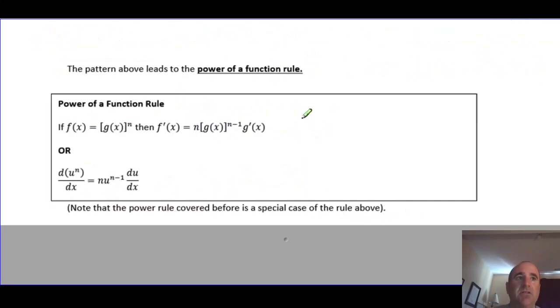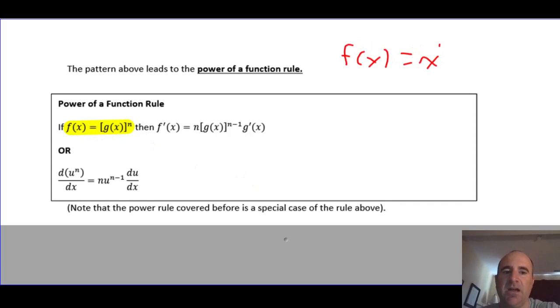And now we're ready to sort of formally introduce what I call, and I think your textbook calls it this as well, the power of a function rule. So it's basically saying, look, let's go back to our regular power rule. If f of x is equal to x to the power of n, then f prime of x is equal to n times x to the power of n minus 1.